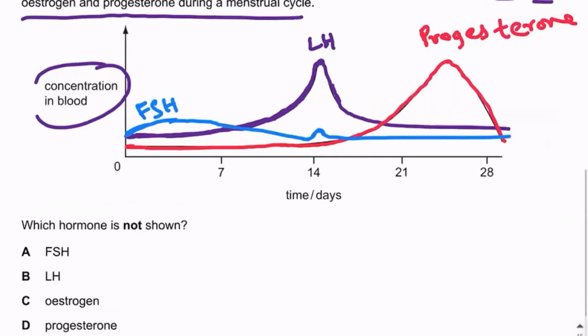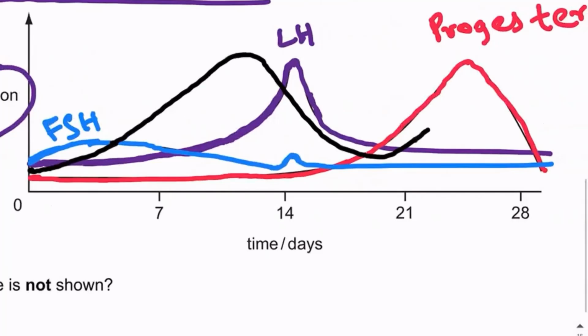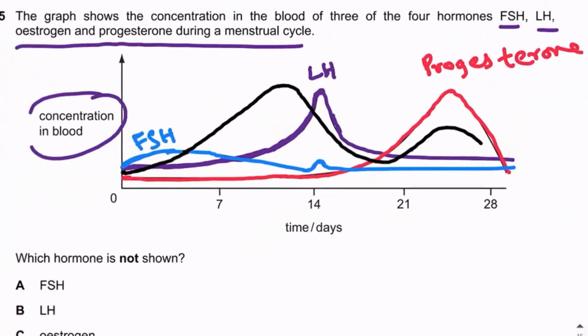So what will be the graph of estrogen? Let me draw it for you. Estrogen initially is low, but as the FSH rises, estrogen also rises and reaches the peak at day 13, and then it falls, and then again it rises after day 14 together with progesterone. This is the graph for the hormone estrogen.